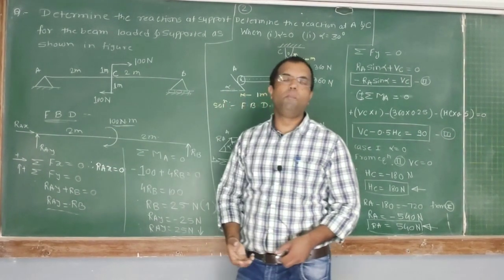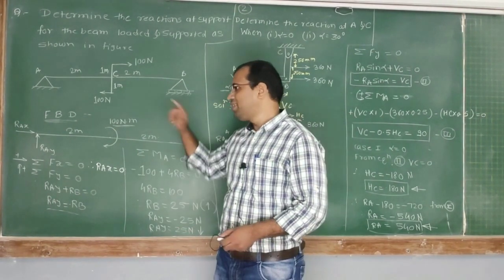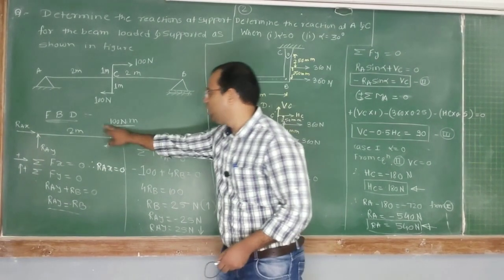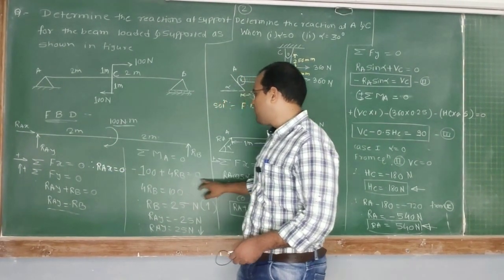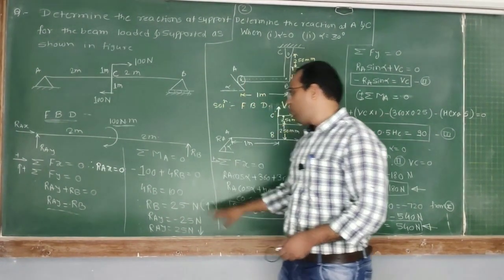So what is the moment? Moment is nothing but the force into perpendicular distance, so that is couple. So here itself couple is given 100 Newton and it is in clockwise sense. Therefore minus 100 plus 4RB is equal to 0. So 4RB is equal to 100. So RB is equal to 25 Newton.